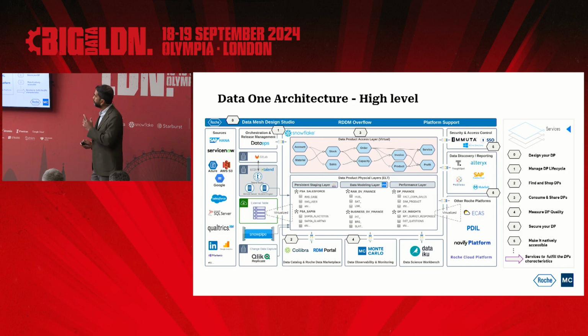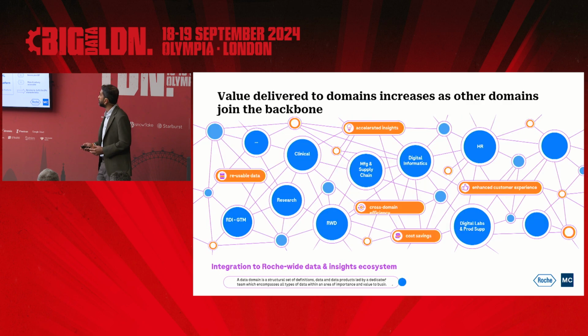So if you notice, we are a bit federated in the consumption layer. You'll see ThoughtSpot, Tableau, different technologies at the consumption layer, but we are more centralized at the data product layer. So that's the approach we've taken so far. So that's about the Data One architecture. We call it Data One. That's our platform. Anything else?